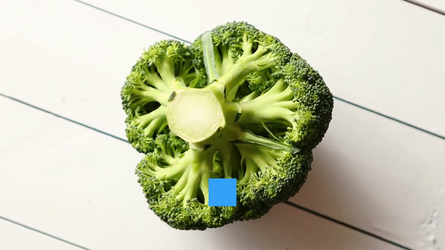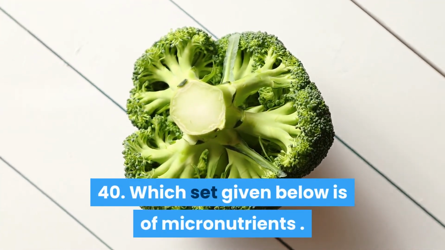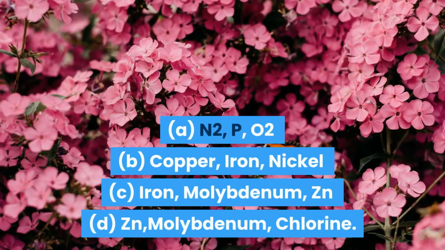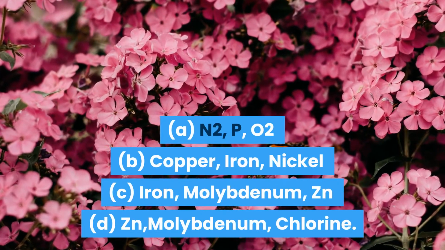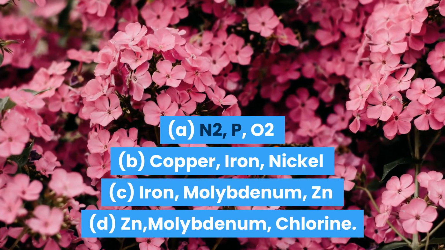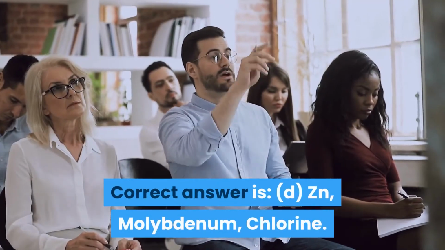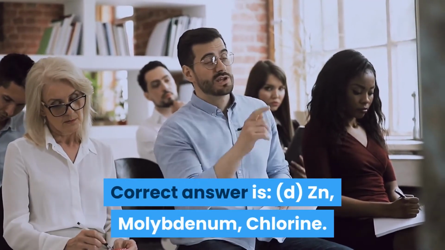40. Which set given below is of micronutrients? A. N2, P, O2, B. Copper, iron, nickel, C. Iron, molybdenum, zinc, D. Zinc, molybdenum, chlorine. Correct answer is D. Zinc, molybdenum, chlorine.